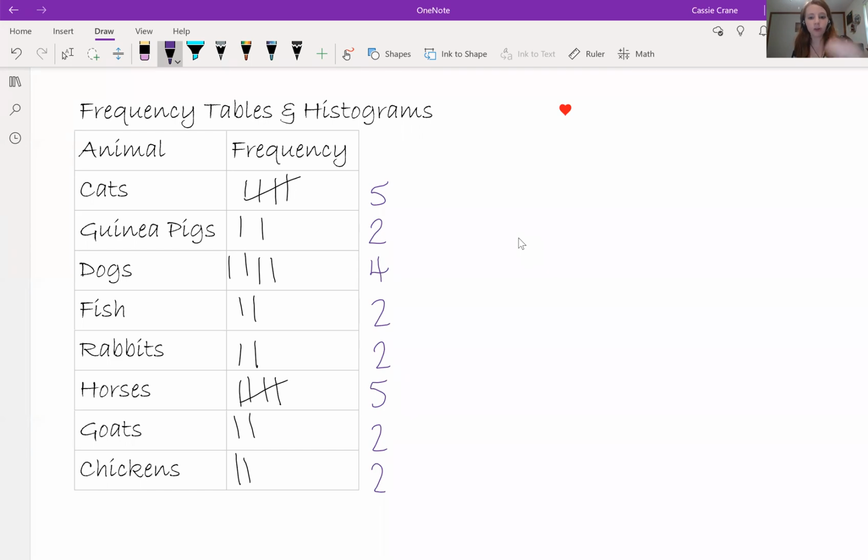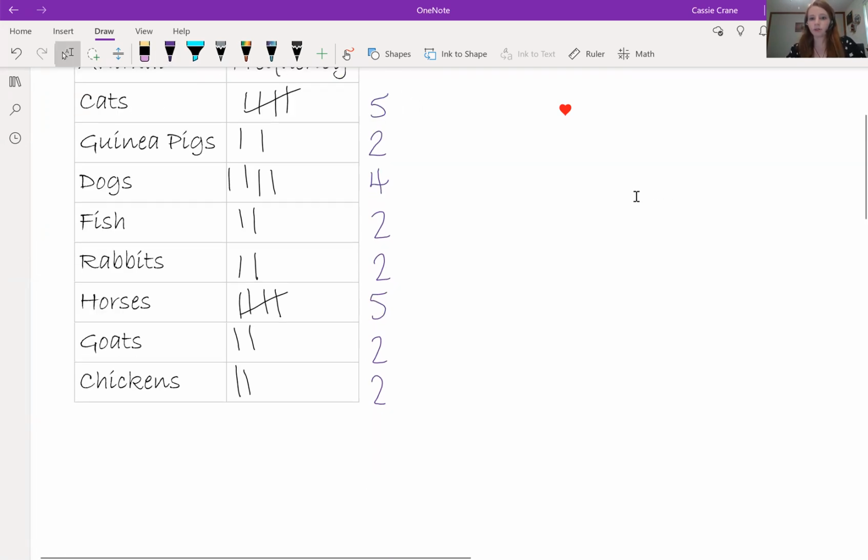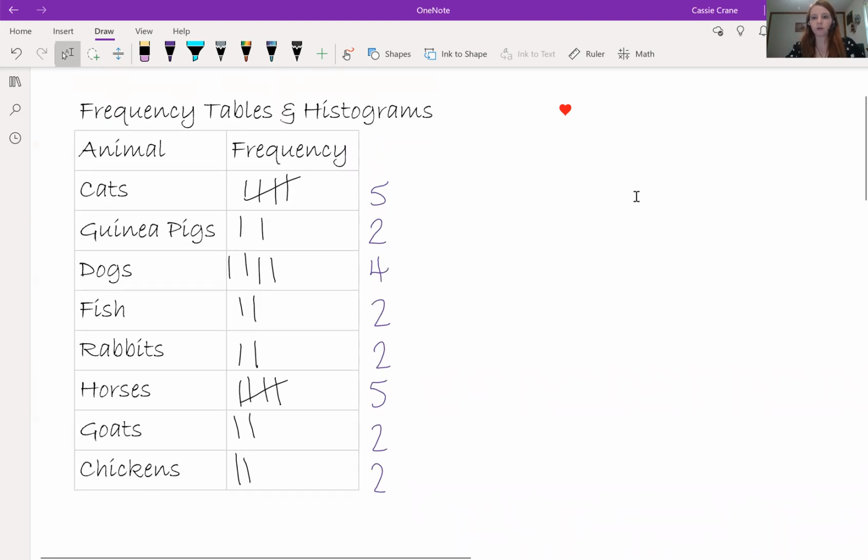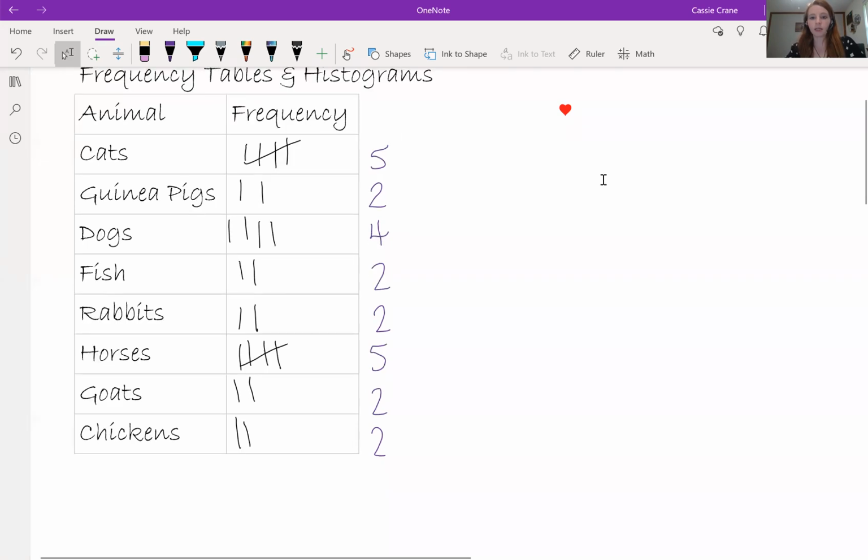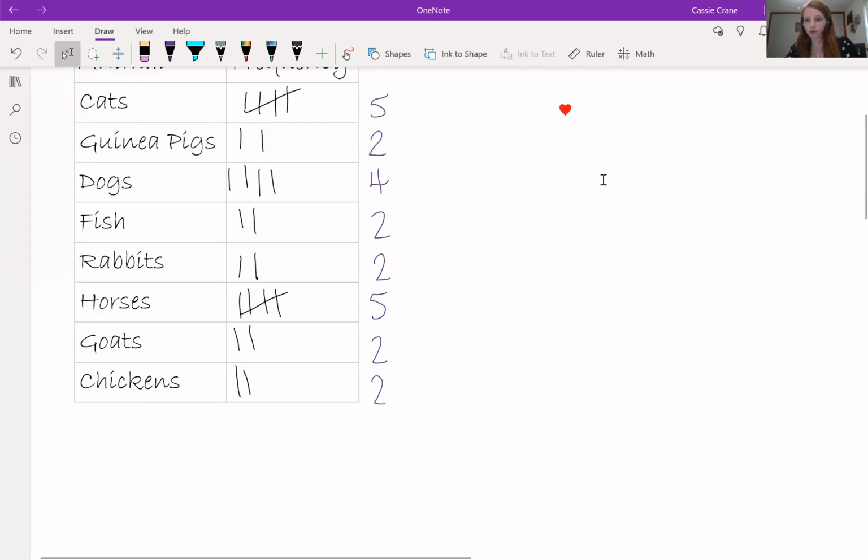Okay, so this is our frequency table. Typically what you would do is you would start with a certain number. So I would have said, okay, I'm starting with 35 students, or however many I'm going to sample. And then I would put down all of their favorites, for this case, favorite animals.